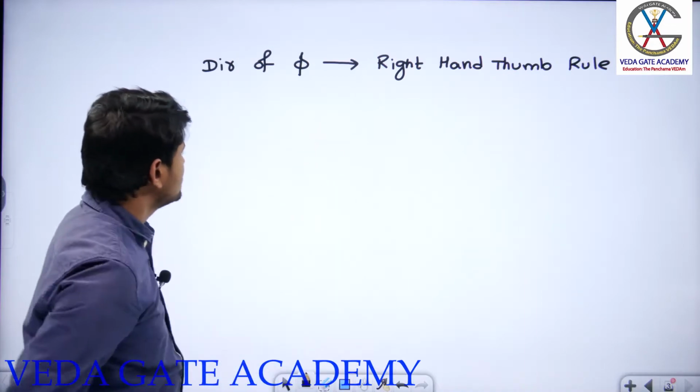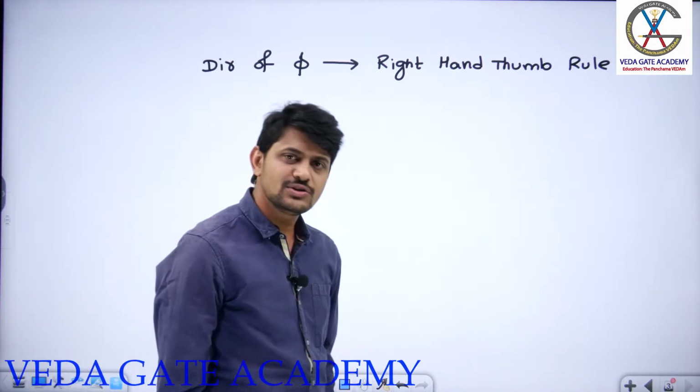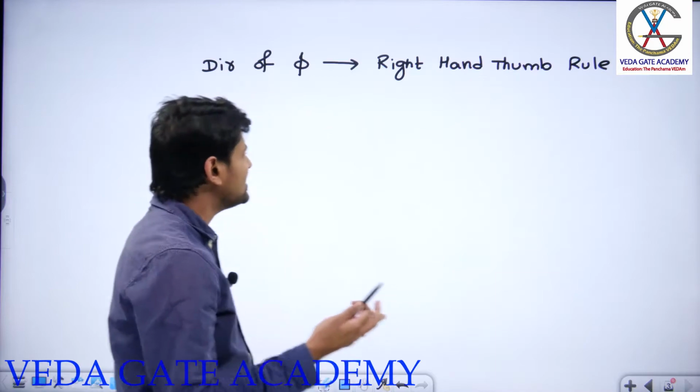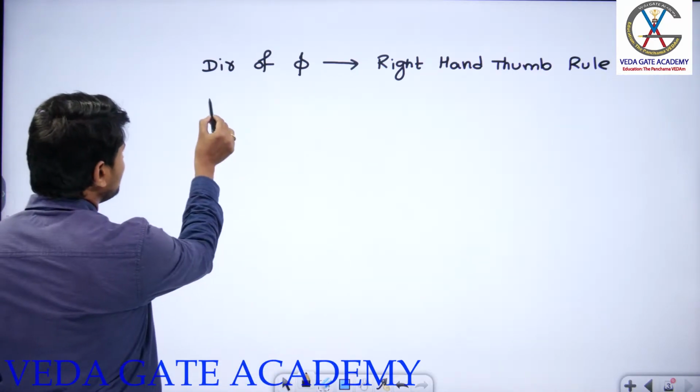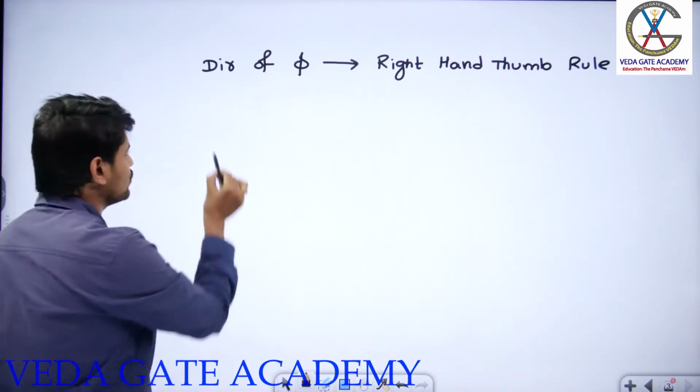Now come back here. How do we determine the direction of flux lines using the right hand thumb rule? In the majority of cases, I am not saying always, I will divide the application of the right hand thumb rule into 2 cases.